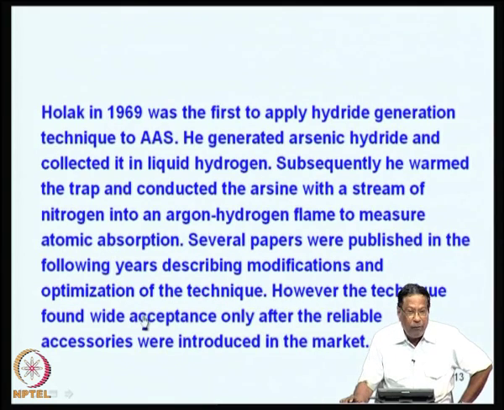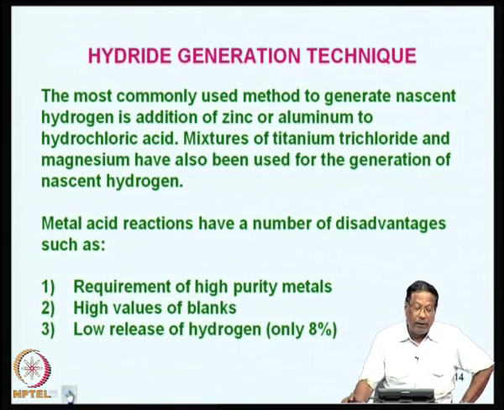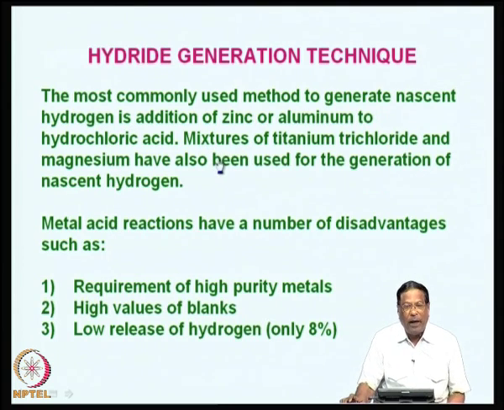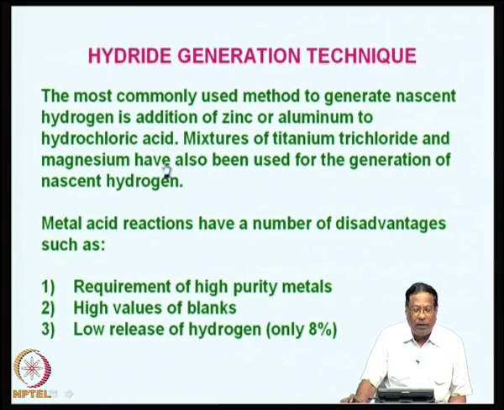Several papers were published in the following years describing modifications and optimization of this technique. However, the technique found wide acceptance only after reliable accessories were introduced into the market for atomic absorption. So, the hydride generation technique is used most commonly by generating hydride in a given system. Suppose you have a metal salt and then you add acid, it generates hydrogen. The most commonly used method was to take zinc or aluminum and add hydrochloric acid to that. Mixtures of titanium trichloride and magnesium also have been used for the generation of nascent hydrogen.